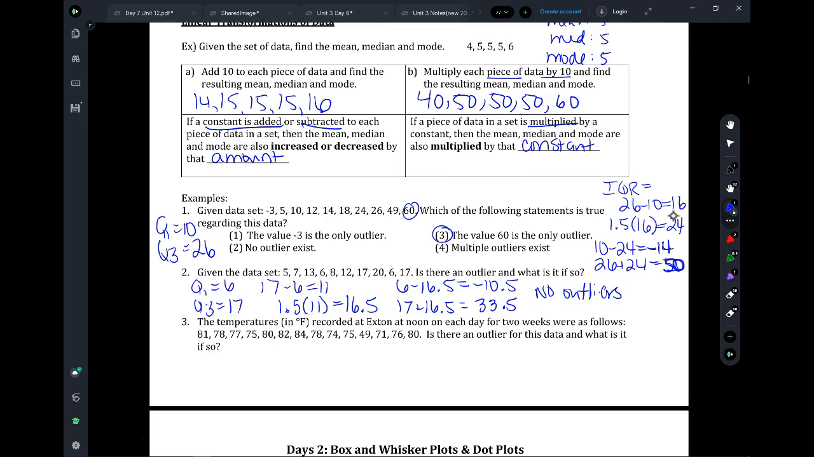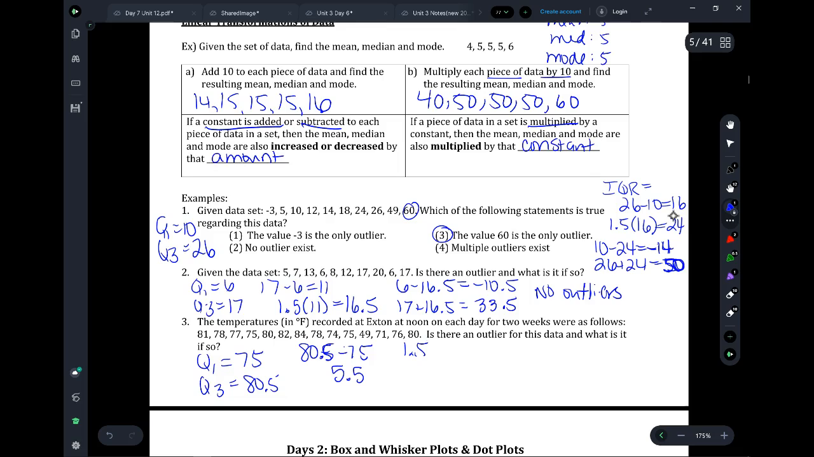All right, last but not least, the temperature is recorded in Exton at noon for 2 weeks, as follows. Is there an outlier, and what is it if so? I'm just going to pretend that we typed this all in our calculator and got the data values, and I'm just going to tell you that our Q1 is 75 and our Q3 comes out to be 80.5. Given that, we need to find our interquartile range: 80.5 minus 75 gives an interquartile range of 5.5.